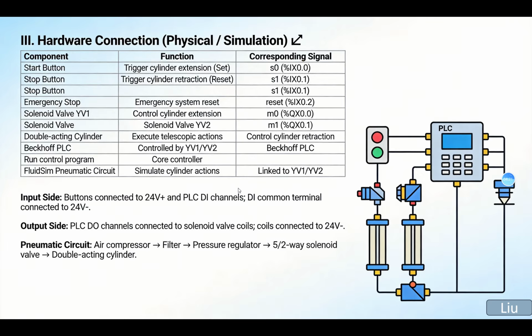coils, and the coils connect to the 24 volts. The pneumatic circuit goes from the air compressor to the filter to the pressure regulator and to the 5/2-way solenoid valve. Then the last one is the double acting cylinder.